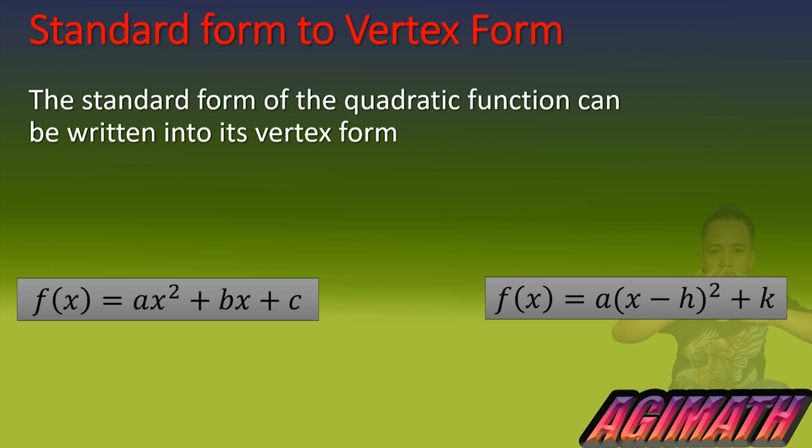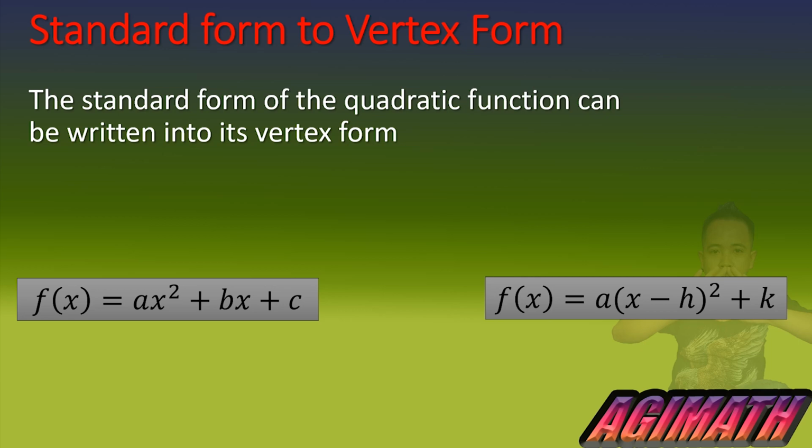So upon looking the two equations, we can see the difference. When it comes to the standard form, we have values such as a, b, and c. But when we go to the vertex form, we can see another variable such as h and k.